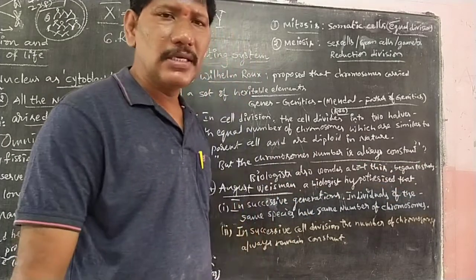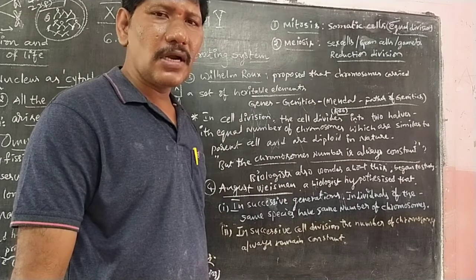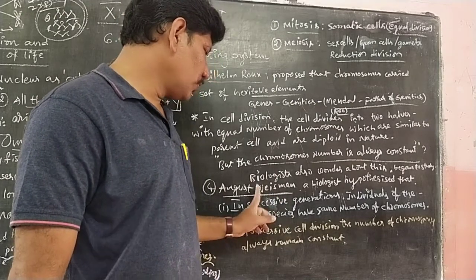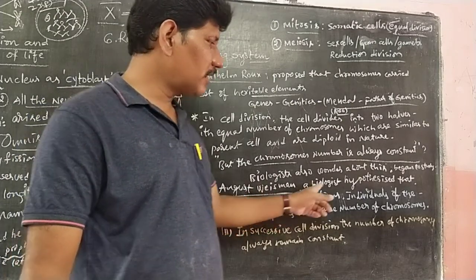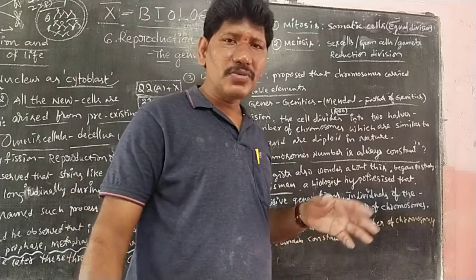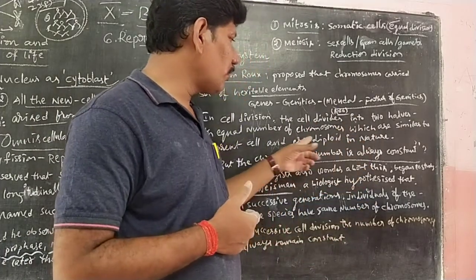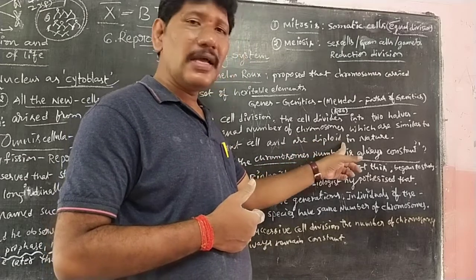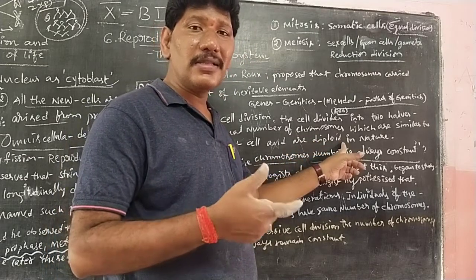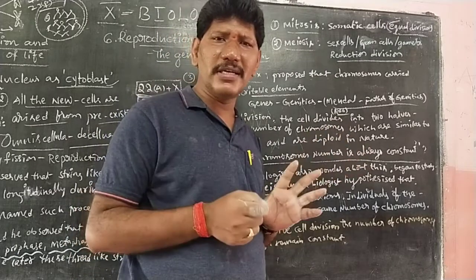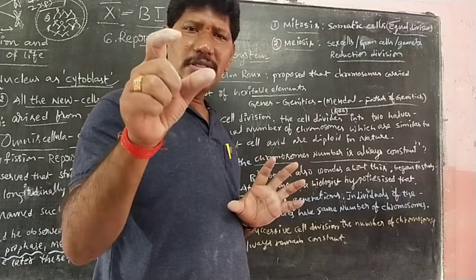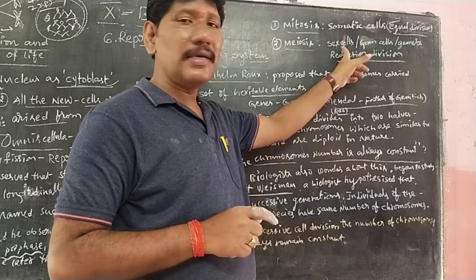Apart from that, one person is called August Weismann. August Weismann, a biologist, hypothesized that in every successive cell division, the chromosome number would be constant, that means every cell is the same in nature. For example, the germ cells, sex cells, are also the same.